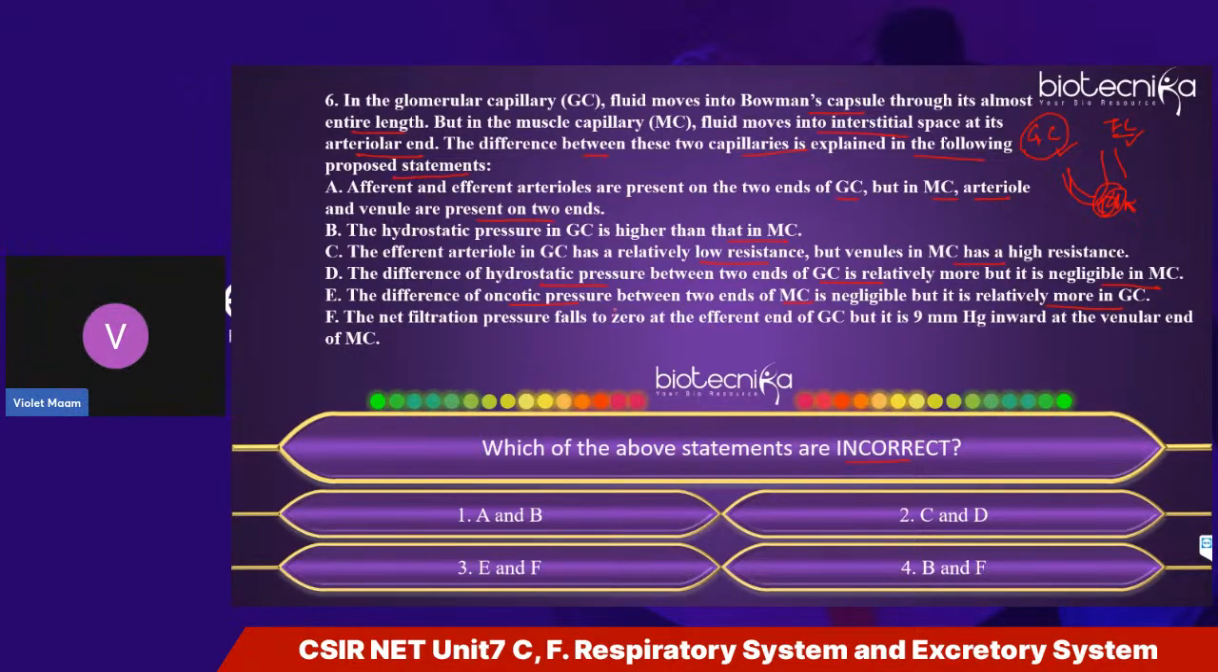F. The net filtration pressure falls to 0 at the efferent end of glomerular capillaries, but it is 9 mm mercury inward at the venular end of muscle capillary. Can you all tell me which are the incorrect statements over here? Now you have to find the incorrect statement, students.